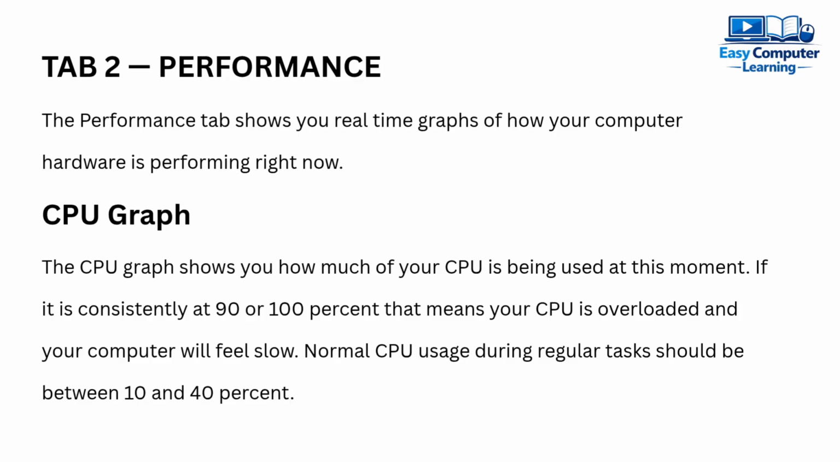Tab 2, Performance. The Performance tab shows you real-time graphs of how your computer hardware is performing right now. CPU graph. The CPU graph shows you how much of your CPU is being used at this moment. If it is consistently at 90 or 100%, that means your CPU is overloaded and your computer will feel slow. Normal CPU usage during regular tasks should be between 10 and 40%.